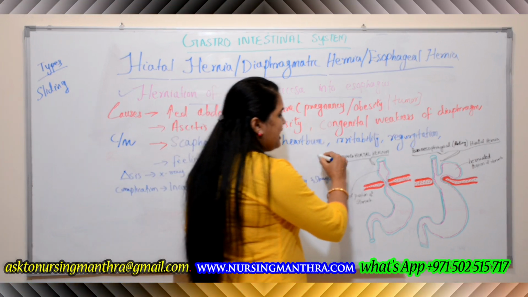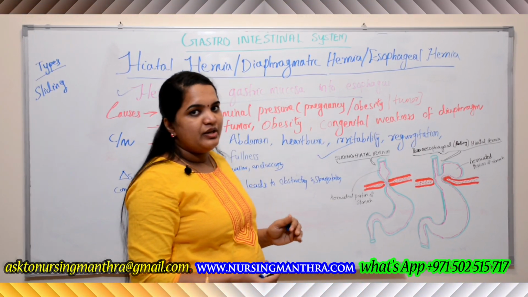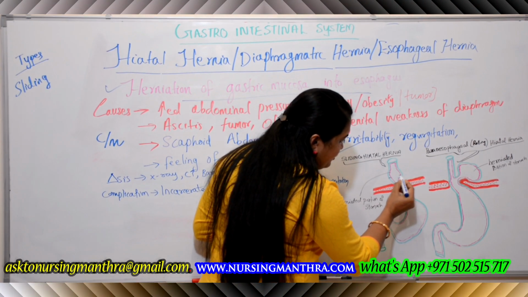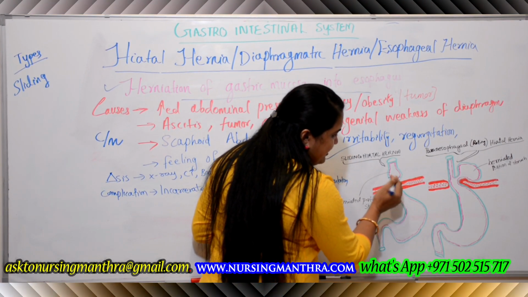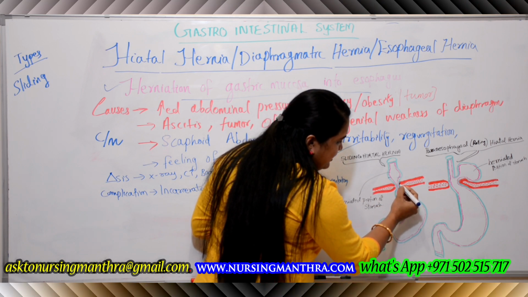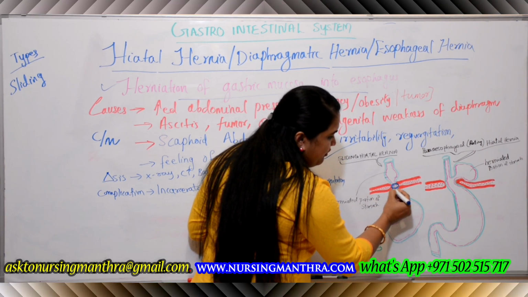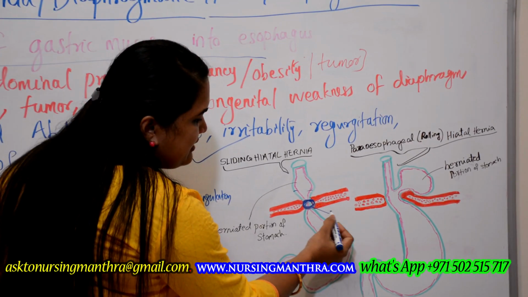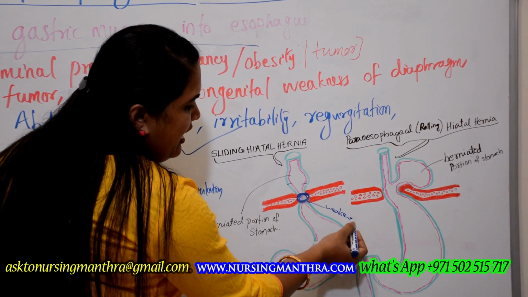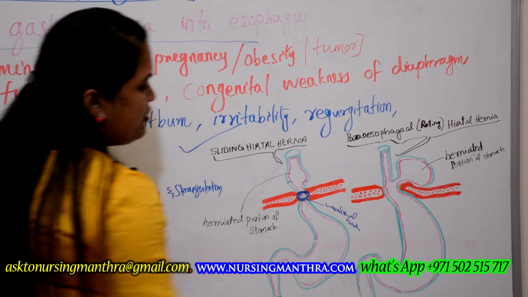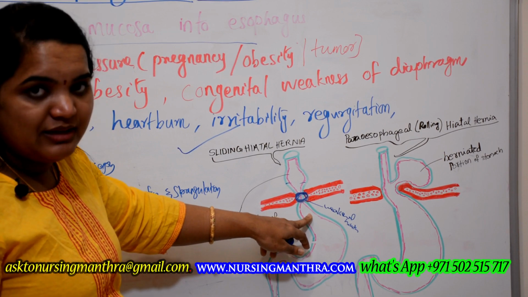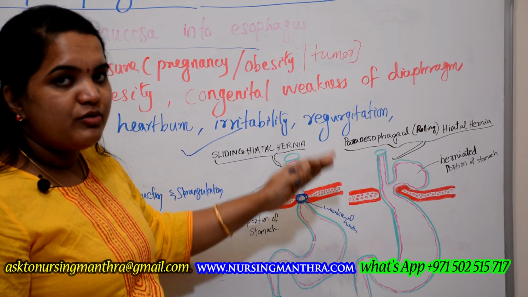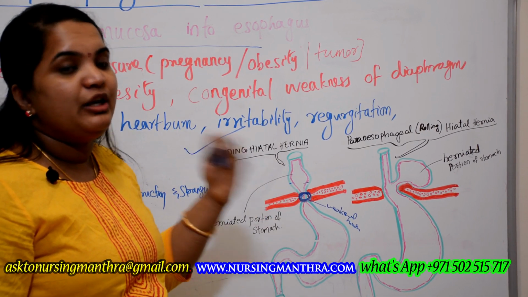The first one is sliding hiatal hernia. Sliding in the sense, this is the stomach part, the upper fundus part of the stomach. This is the opening. It is a wide opening because this muscle is weakened, the weakened hiatus muscles. Through this, the stomach part, sometimes even the intestinal part, a complete stomach or intestinal part, also comes upwards. That is a life-threatening complication.